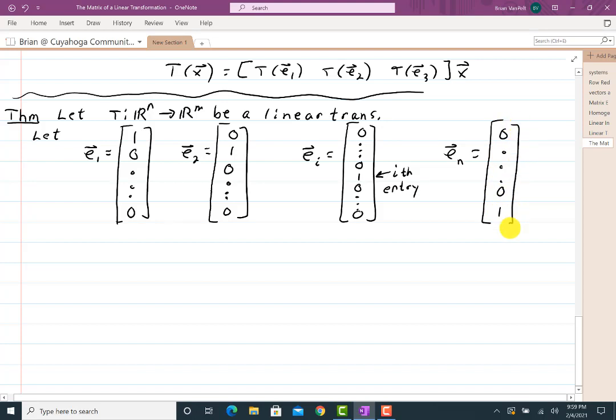So those are what we call the elementary vectors, or elementary basis vectors. The word basis will be defined later on, but I'm going to use the phrase now since I probably can't stop myself.